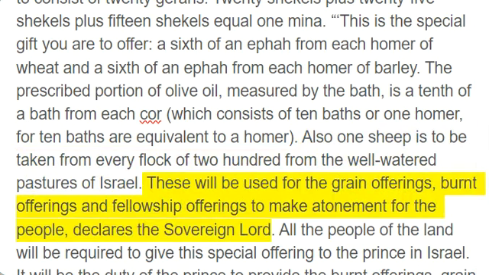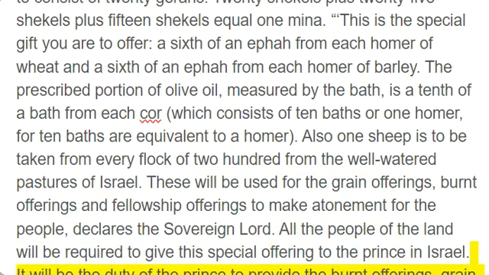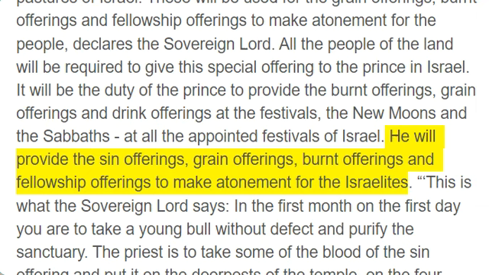These will be used for the grain offerings, burnt offerings, and fellowship offerings to make atonement for the people, declares the sovereign Lord. All the people of the land will be required to give this special offering to the prince in Israel. It will be the duty of the prince to provide the burnt offerings, grain offerings, and drink offerings at the festivals, the new moons and the Sabbaths, at all the appointed festivals of Israel. He will provide the sin offerings, grain offerings, burnt offerings, and fellowship offerings to make atonement for the Israelites.